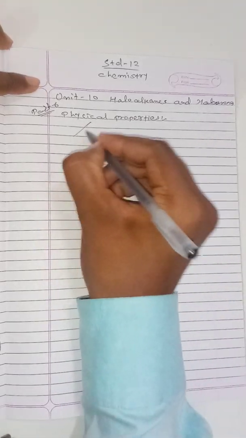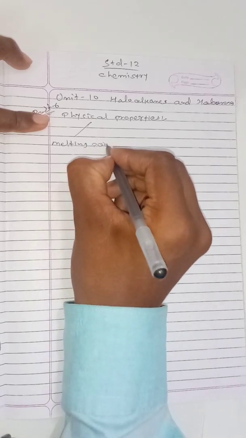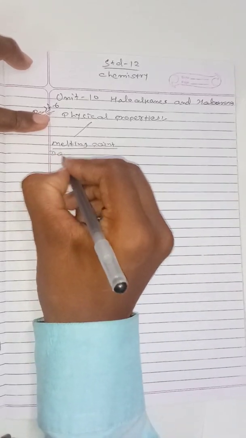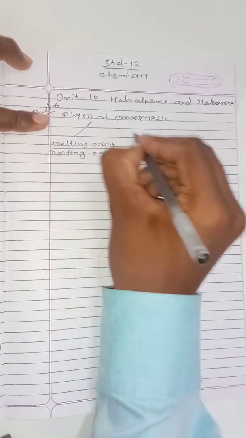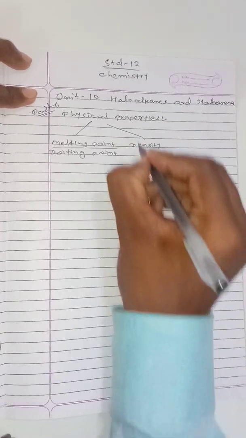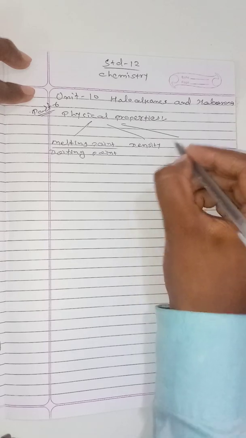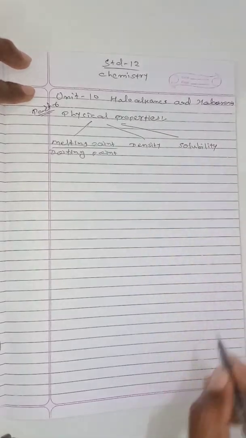In this part we learn physical properties of haloalkanes and haloarenes. Here we discuss three physical properties. Number 1, melting point and boiling point. Number 2, their density, and number 3, their solubility.